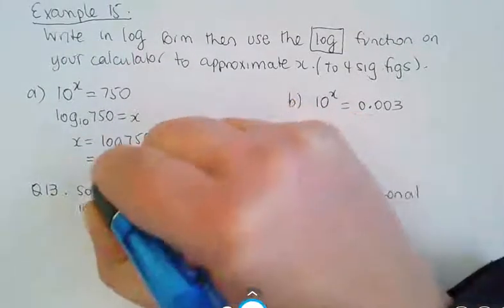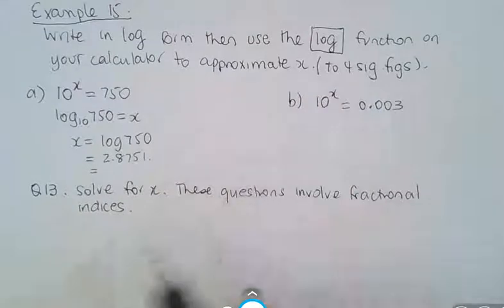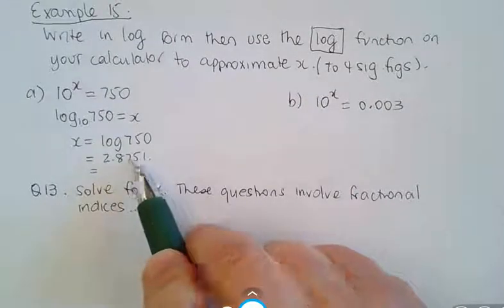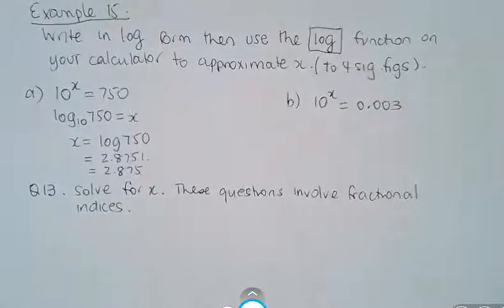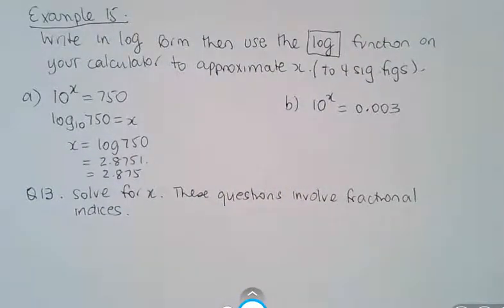2.8751, etc. We want 4 significant figures. 1, 2, 3, 4. 2.875 is the 4 significant figures. It means 4 figures. Leading digit cannot be a 0. Zeros at the beginning are not counted, but zeros at the end are.